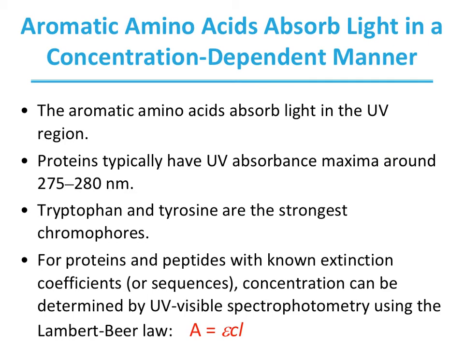Aromatic amino acids absorb light in the UV region, and proteins typically have UV absorbance maxima around 275 to 280 nanometers. Tryptophan and tyrosine are the strongest chromophores. If you look at their structure, you see that they contain aromatic rings. For proteins and peptides with known extinction coefficients or sequences, the concentration can be determined by UV-vis spectrophotometry using the Lambert-Beer law.